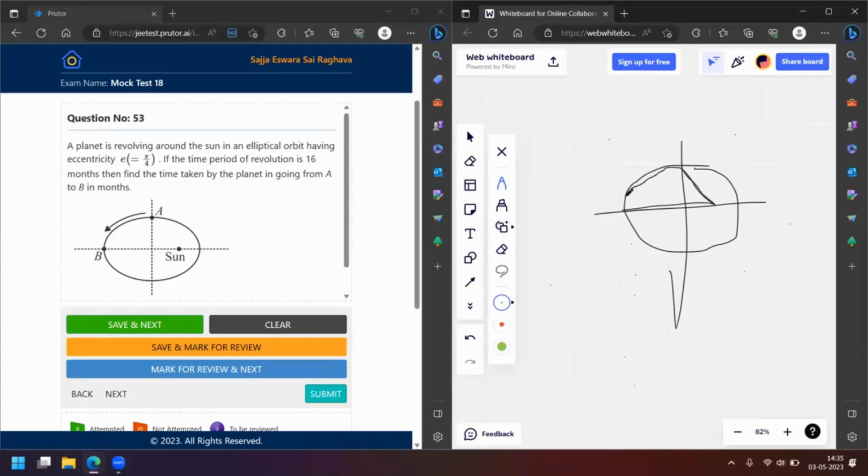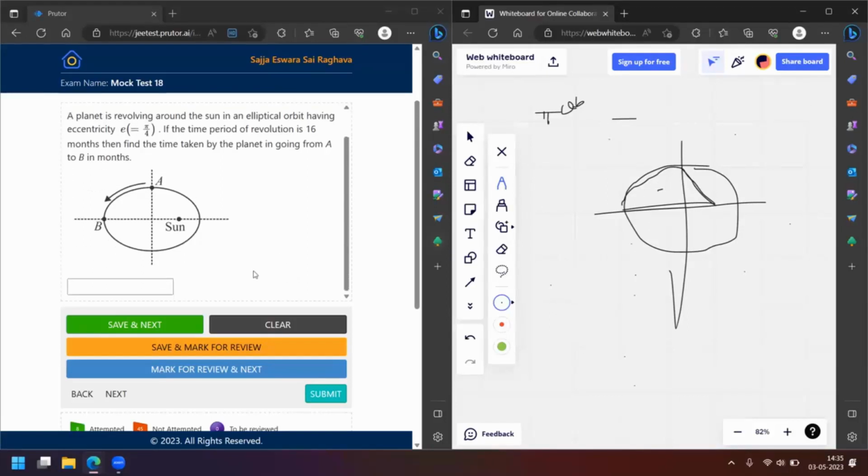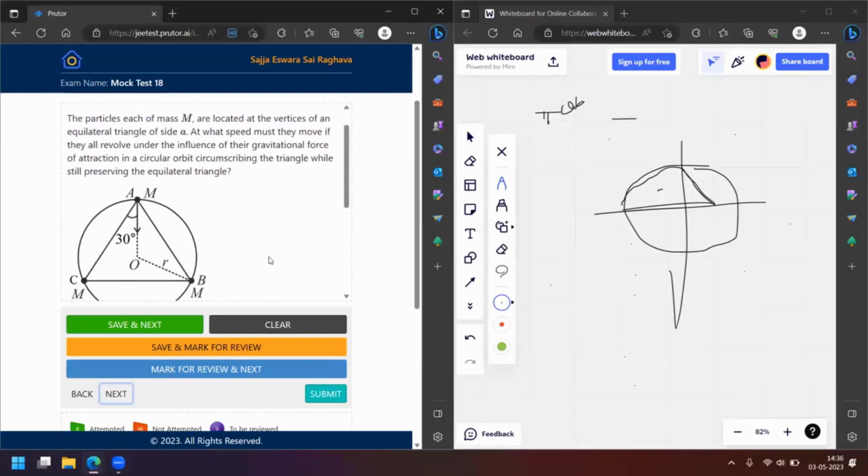Since the overall area is pi AB, we can say the area of this part is pi AB by 4. And since it is a right angle, you can say the area of this part is half into base into height. For the overall pi AB, it takes 16 months to sweep the area. We need to find the area swept in the given case, and we can use a simple ratio to find the number of months of sweeping.